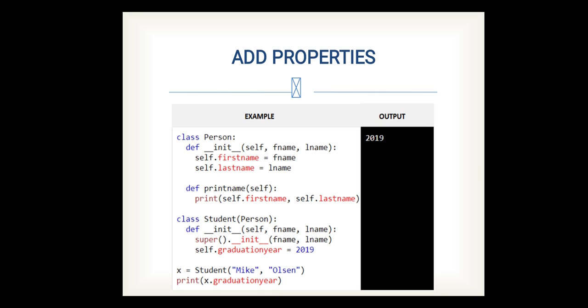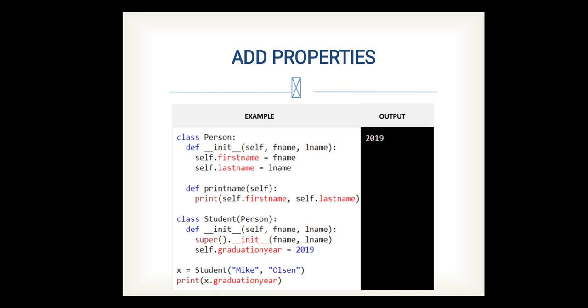Then again we will see how to add properties. Okay, so we have already created a parent class, that is Person. Then again we are creating a child class. Here we have already initialized the parent, or we can say constructor, in the child class.